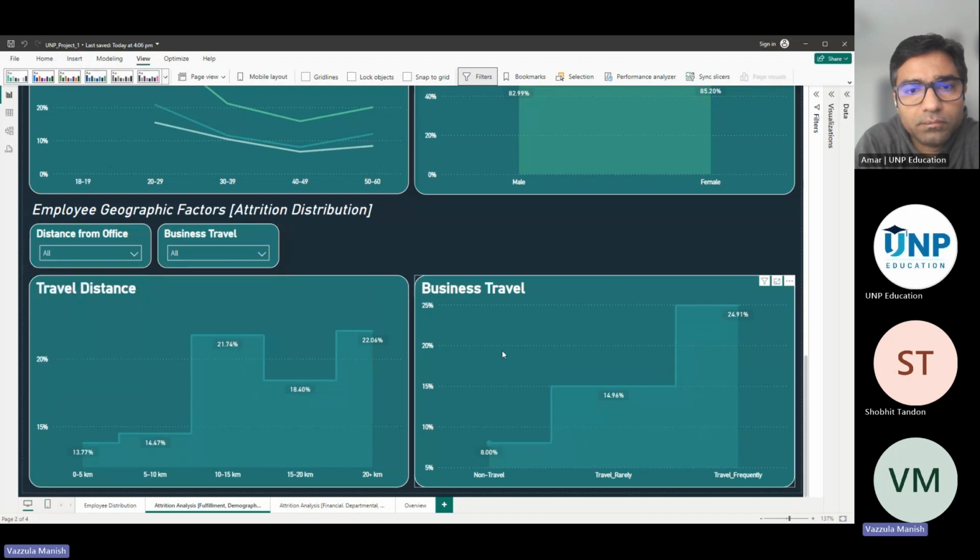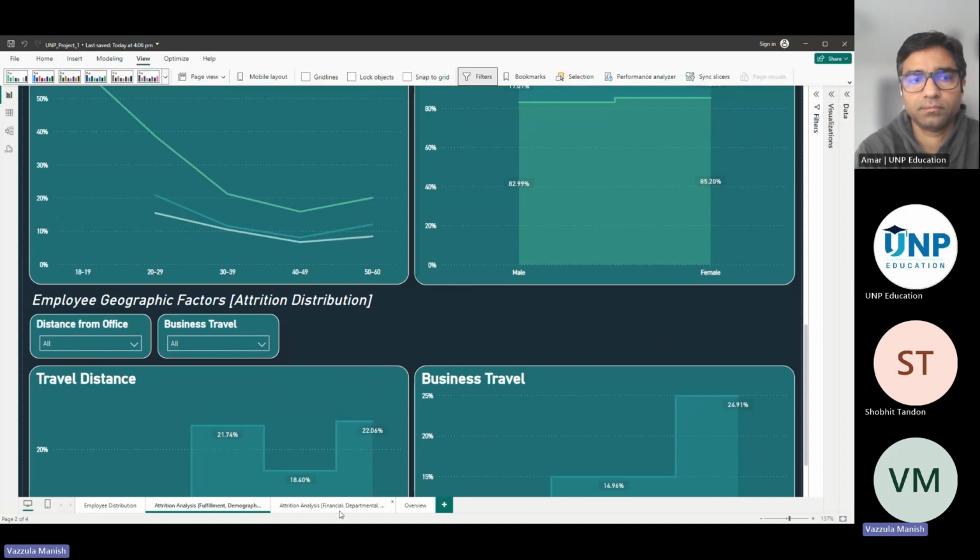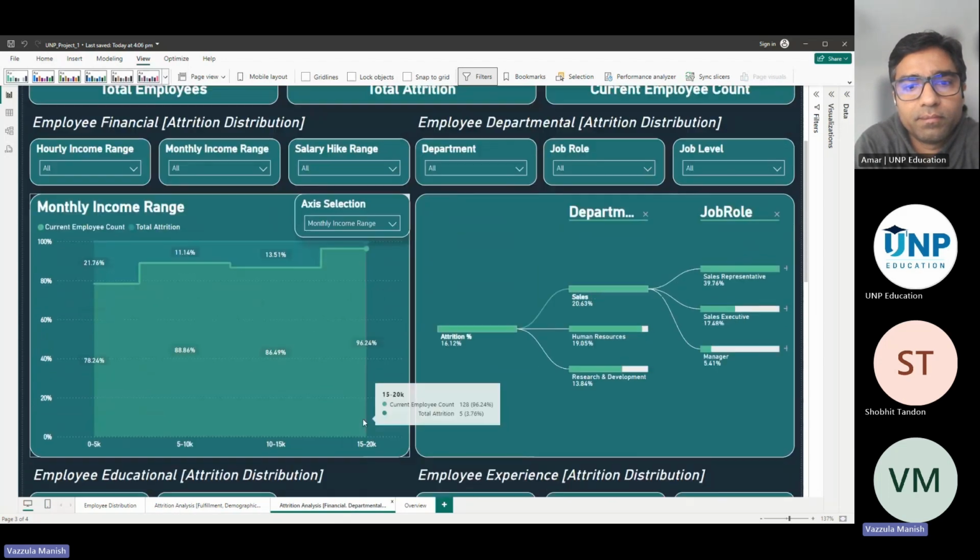And yeah, again, business travel also tends to affect attrition, as we see that people who do not travel or have job roles that do not require travel tend to attrite way less out of the company. So this trend goes from about 8% to 24%. I'll go to the next page, which is analysis based on financials and departmental factors.